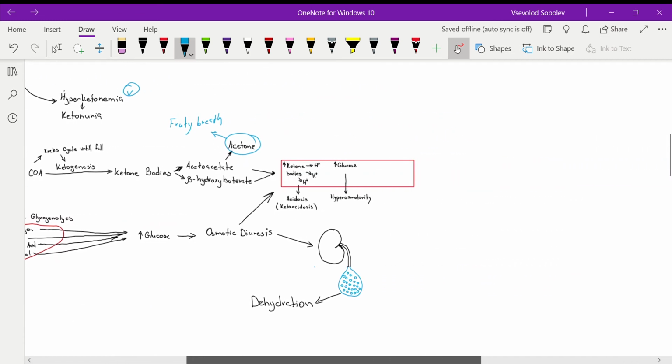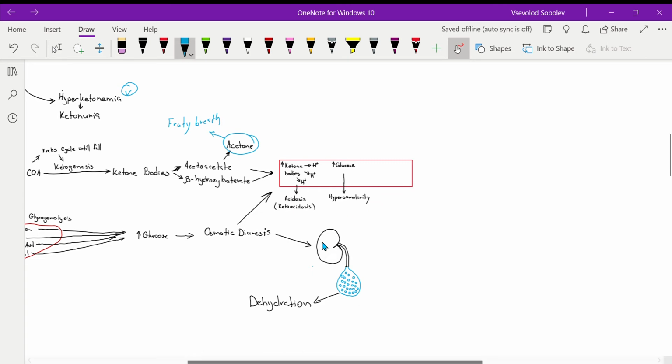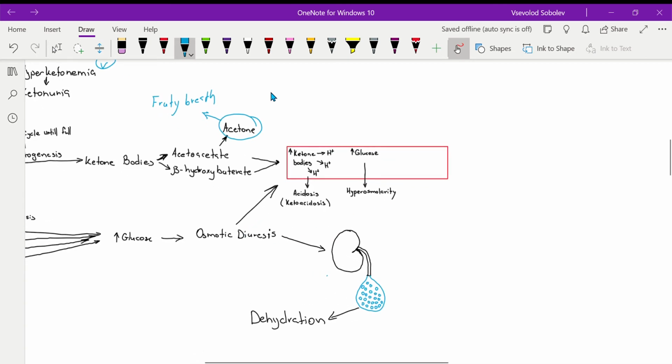Okay. So eventually the ketone bodies end up in the bloodstream. This is the bloodstream. And the ketones are converted, releasing free hydrogens. Free hydrogens lead to acidosis. So this here is now called ketoacidosis. So we have increased glucose and ketoacidosis.